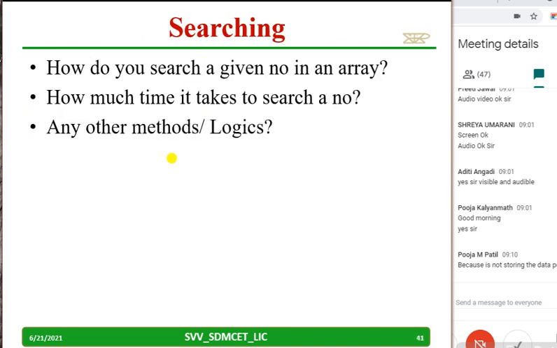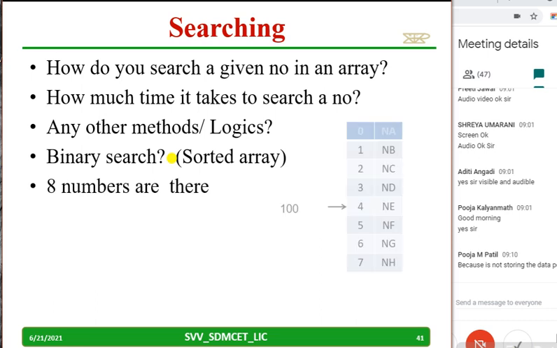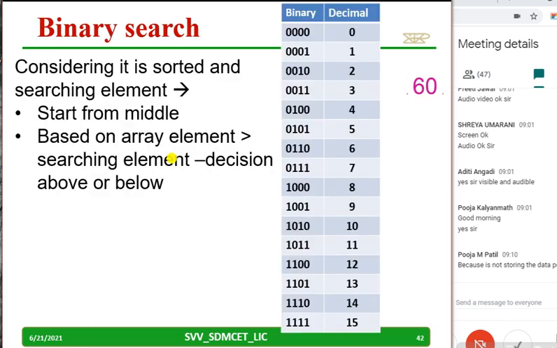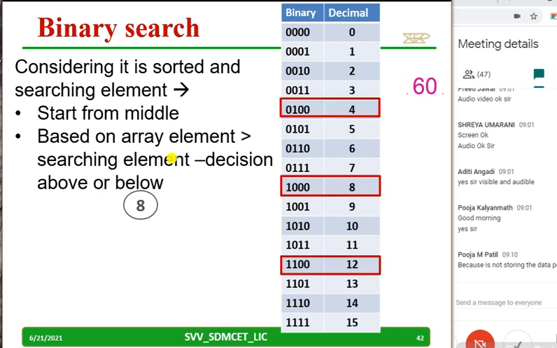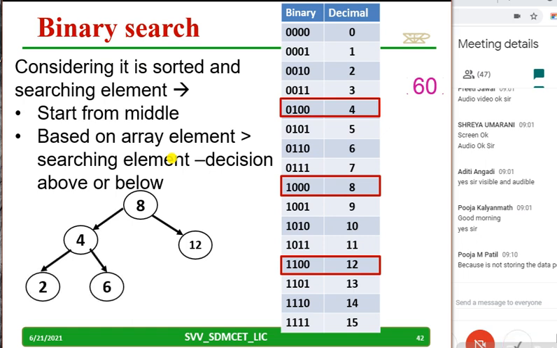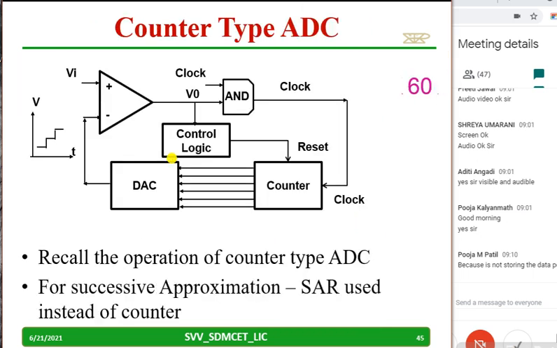A lot of slides are there, it's taking a little time. We discussed the binary search. Every time we halve the range, so the time taken becomes very less. After the binary search discussion, we discussed how a binary search works and how we use it for a successive approximation A to D converter. So these are the points which you have gone through, and this is a block diagram.